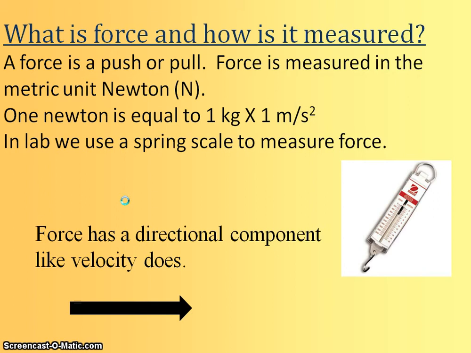We first need to know what force is and how to measure it. A force is a push or a pull, and a force is measured in the metric unit Newton, named after Sir Isaac Newton. 1 Newton is equal to 1 kilogram times 1 meter per second squared. Recognize that this is a mass, and this is a measurement of acceleration. So we're only going to be able to accelerate things that have mass. When we push on things, we make the thing with mass move by causing it to accelerate.